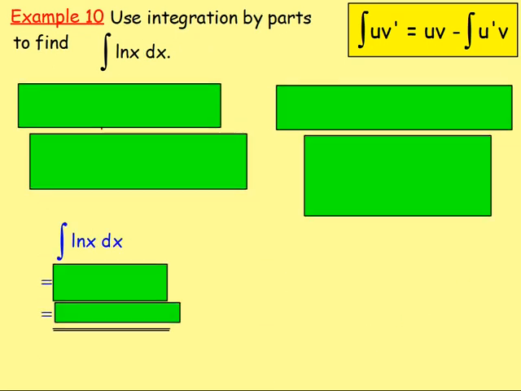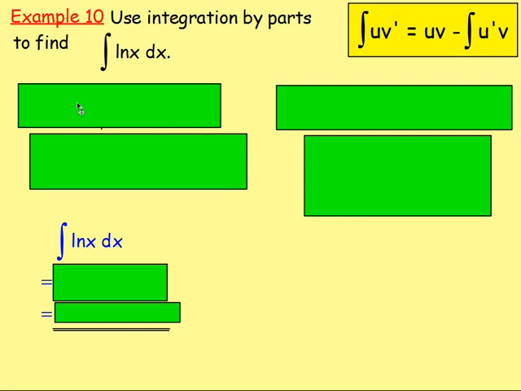Example 10, use integration by parts to find the integral of ln x with respect to x. Hold up! Wait a minute! It's integration by parts, and we know integration by parts is used when we have the product of two functions. Here it's just ln x. Mamma mia! What do we do?